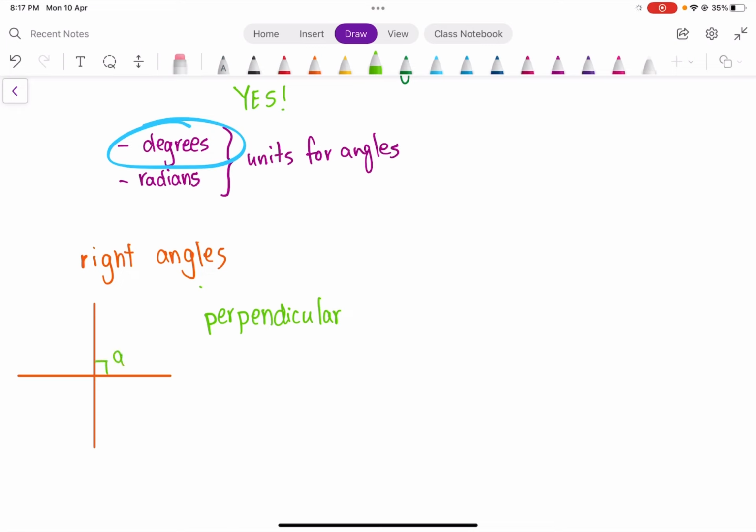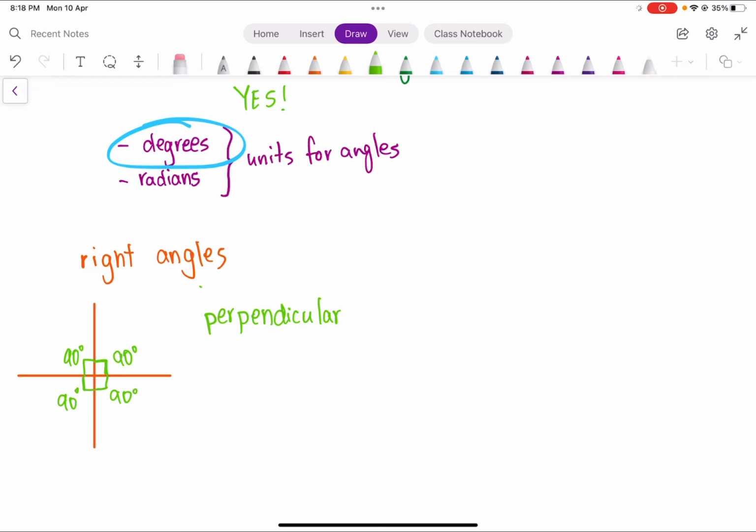A right angle is 90 degrees, and what that means is that it can form a perfect square or rectangle angle. So, you see how that lines up perfectly? Because all the angles in a square or a rectangle are 90 degrees. So if you look over here in our diagram, over here, here, and here, they're all 90 degrees.